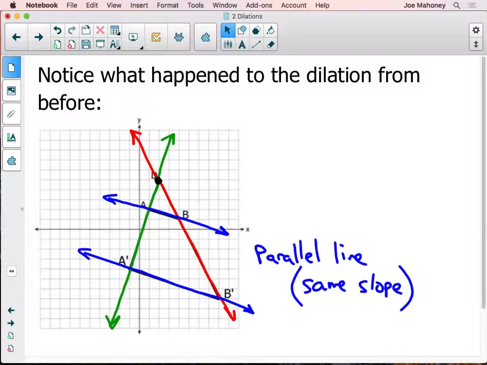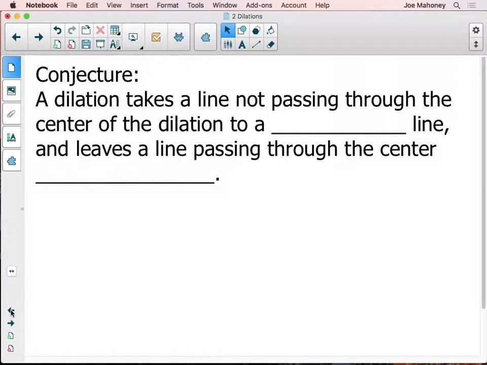But the blue line, notice that the center of dilation is not on the blue line. My point D is not on line AB. So therefore, the new line is a parallel line. That's a pretty cool math rule here. This is definitely a conjecture worth writing down.